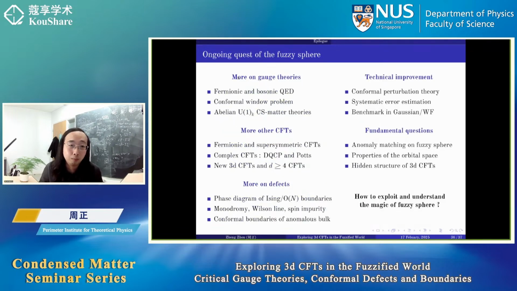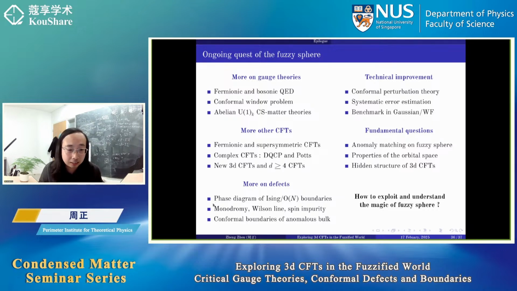For example, can we study more on the gauge theories? Can we study, for example, the fermionic and bosonic QED? Can we tackle the conformal window problem? Can we study more Chern-Simons-matter theories? Not only the gauge theories, can we study more other CFTs? For example, can we study the CFTs with fermionic operator content, or even the supersymmetric CFTs? Can we directly study the complex CFTs, the most promising candidates being the deconfined criticality and the 3-state Potts model?